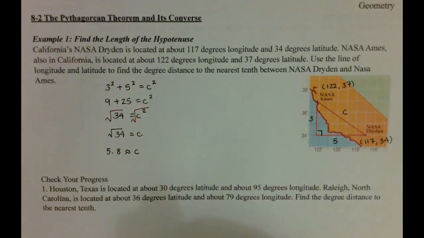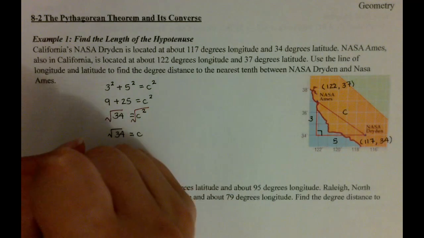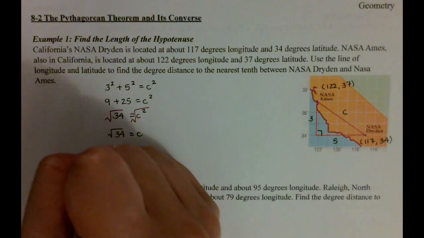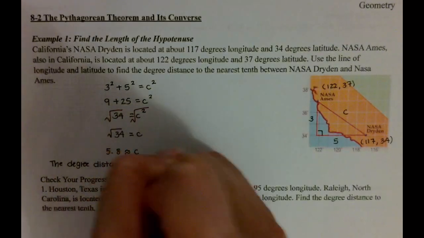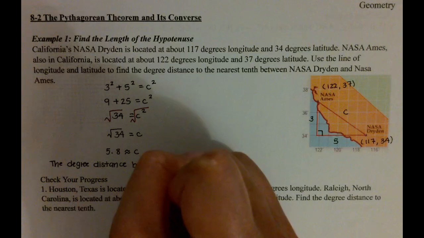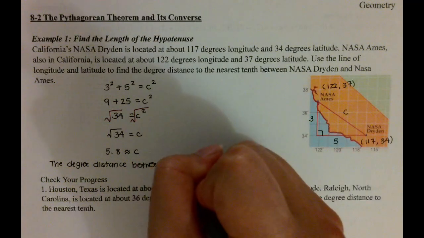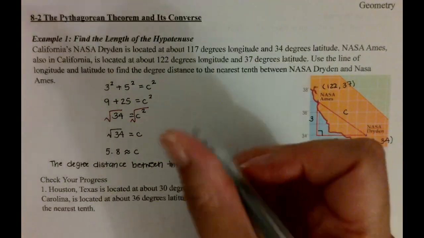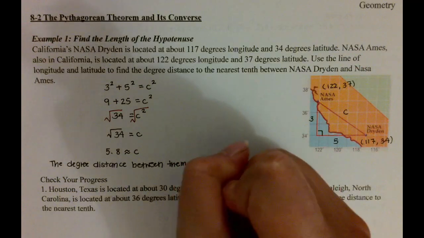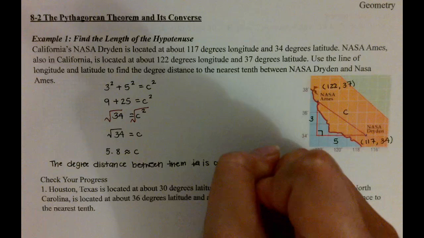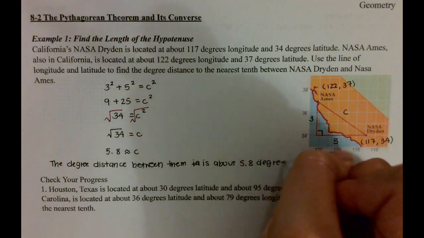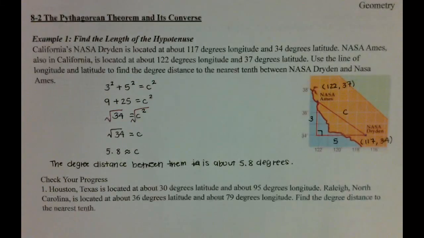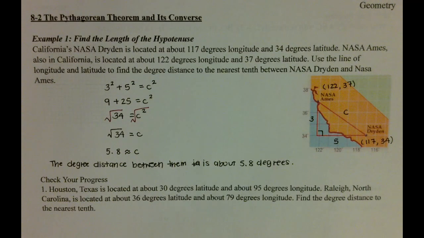This means the degree distance between them is about 5.8 degrees. There you go. Why don't you try CYP1, and then once you're done, come check your answer.